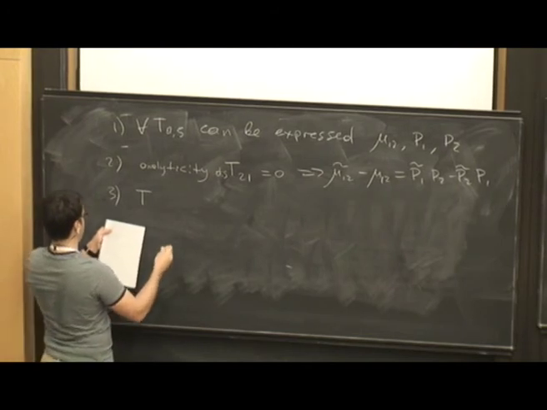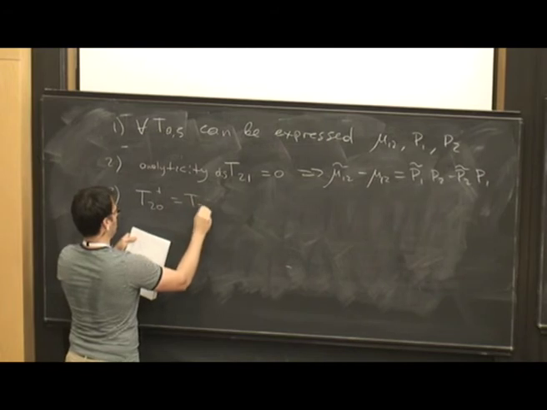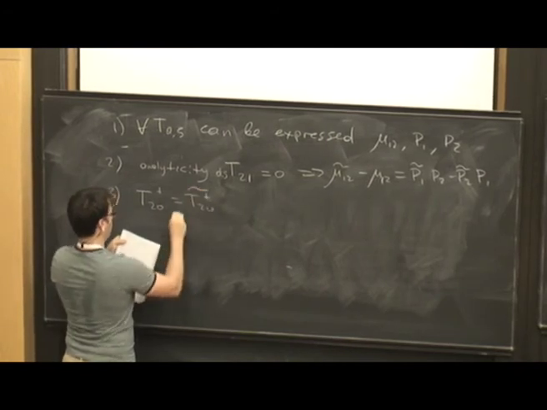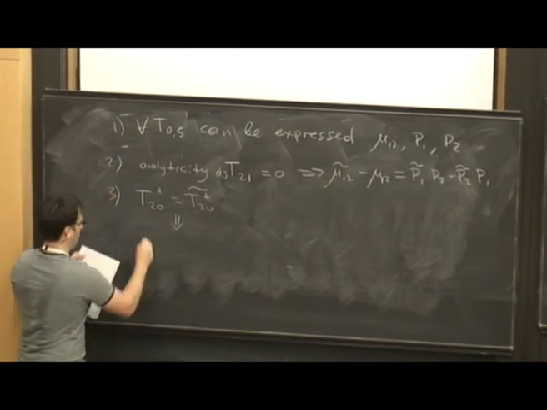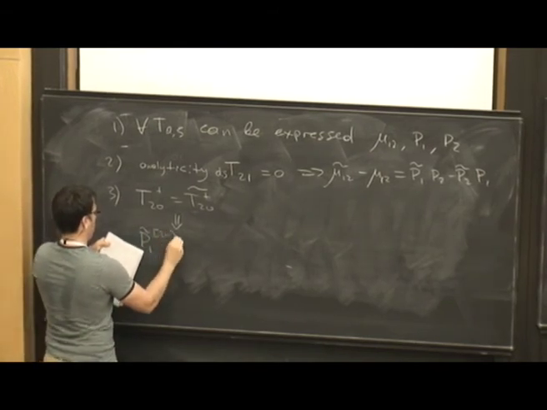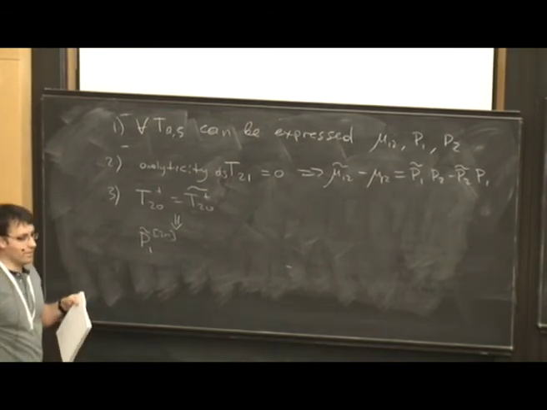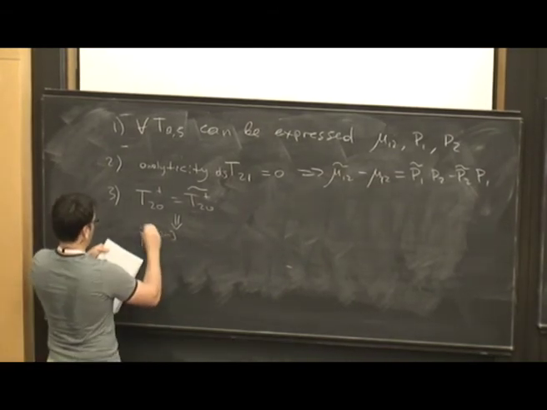And then the requirement of, say, analyticity of T to 0 will give you the following statement. So tilde denotes P on the second sheet, the one you asked about before.